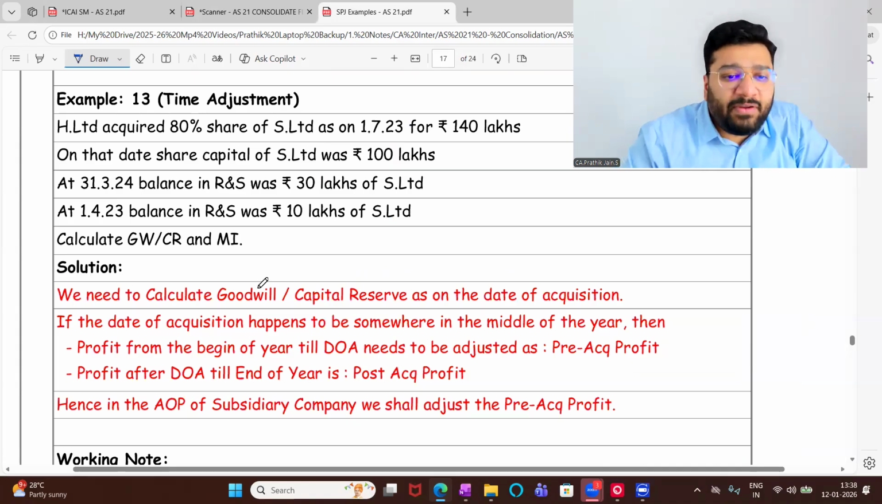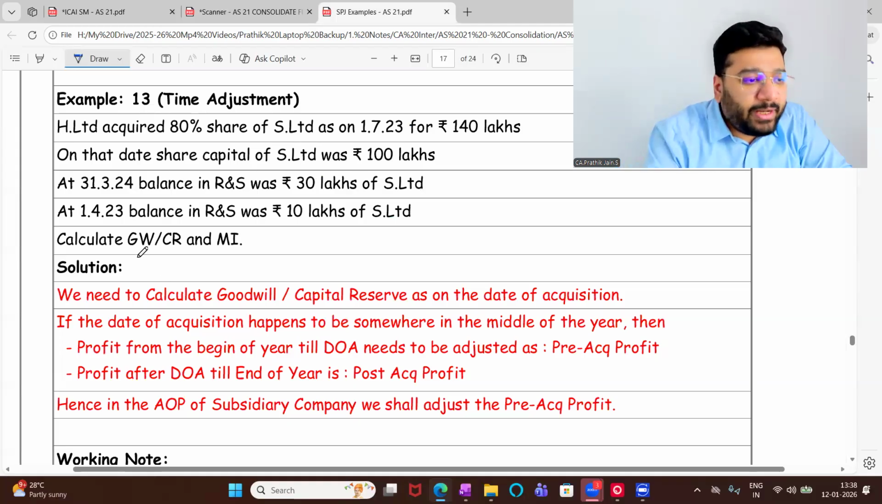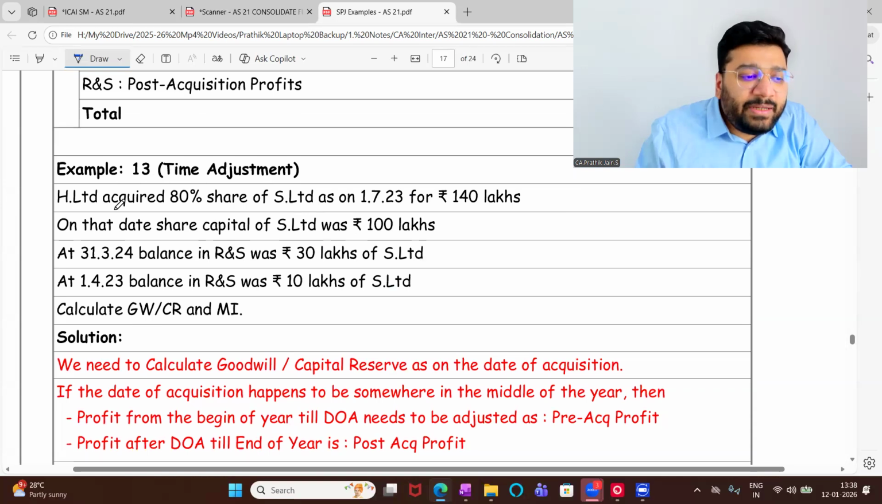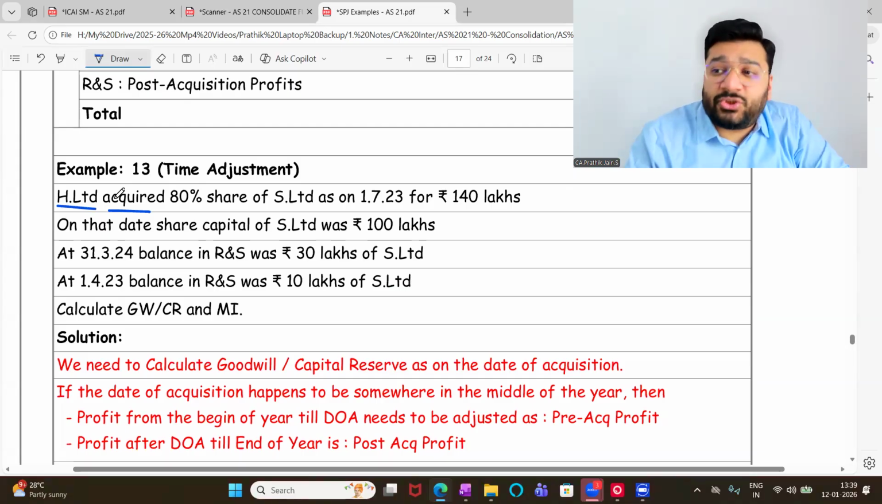So far the AOP that we have done is very, very basic AOP. Now we're going to do some adjustments in AOP. I've taken one example to put the concept in your head. It says that H Limited acquired. It did not get the shares issued, unlike in the case of Virat and Anushka, where shares were issued to Virat.